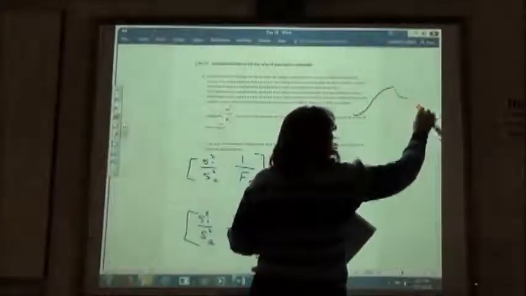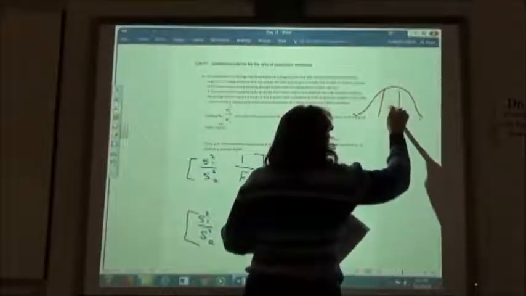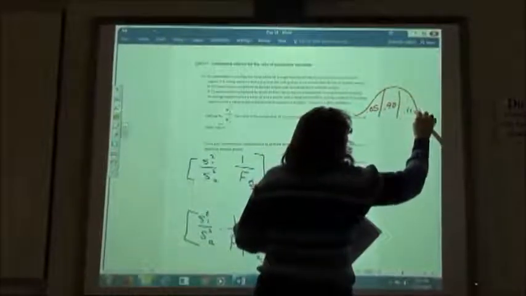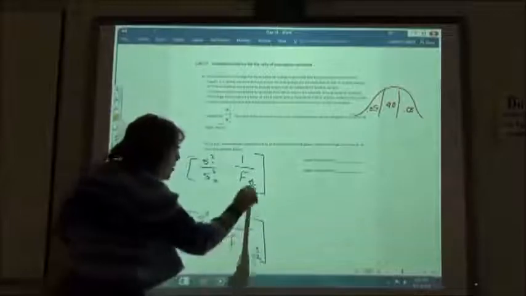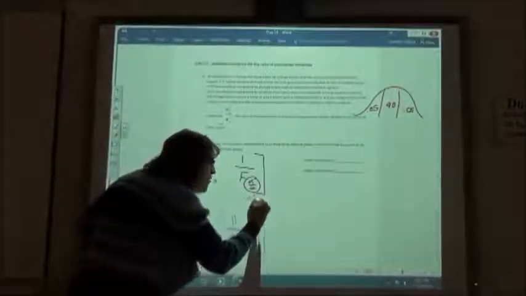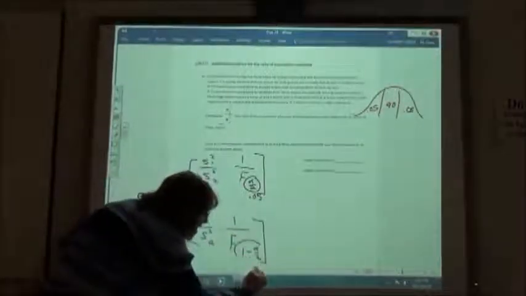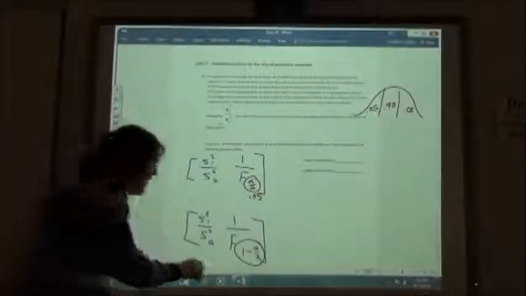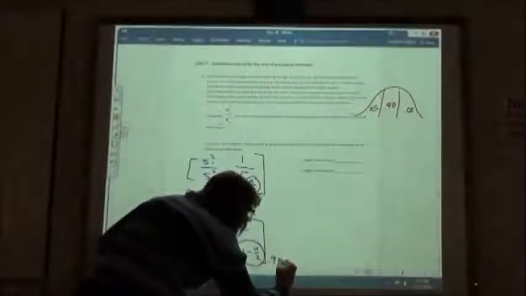So again, if we're doing a 90% confidence interval, it's 5% here and 5% here. So here, this is going to be 0.05. Here, I would do 1 minus 0.05, which would be 95, right? If I'm at 5% on one end, the other end's going to be 95%. So 0.95 is going to go there.